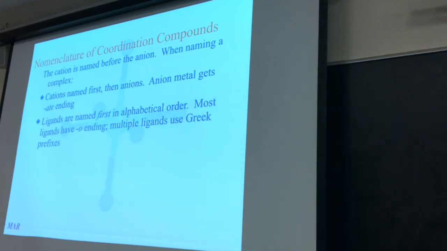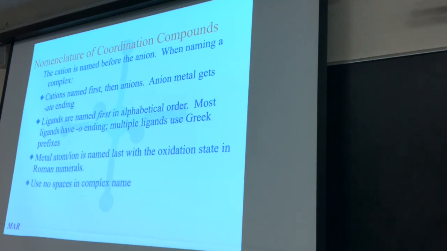If you use multiple ligands, then you'll use di and tri and those kinds of prefixes that we've seen already. The metal is always named last. And you do put the charge, which is what the oxidation state means, next to the metal. And again, I'll show you examples of this here in a little bit. There are no spaces in the complex name. And this is what makes for some really wild-looking names. But again, like I said, if you break it down, these are totally understandable and actually, I think, easier than some of the things we saw in organic chemistry.